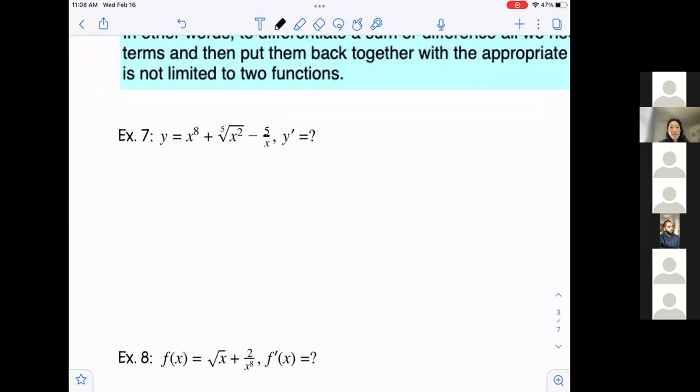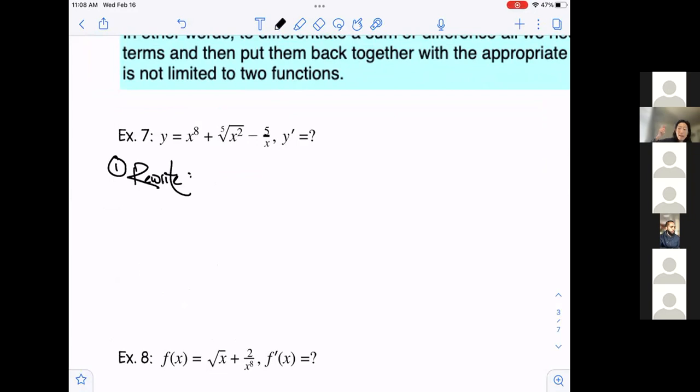All right, so let's take a look at example number 7. We have y equals x to the 8th plus the 5th root of x squared minus 5 over x. And the question is find y prime. My suggestion for these questions would be always to start by rewriting.